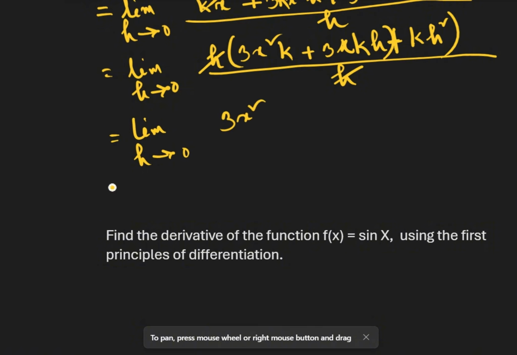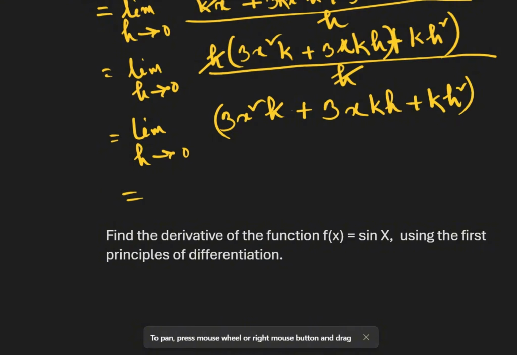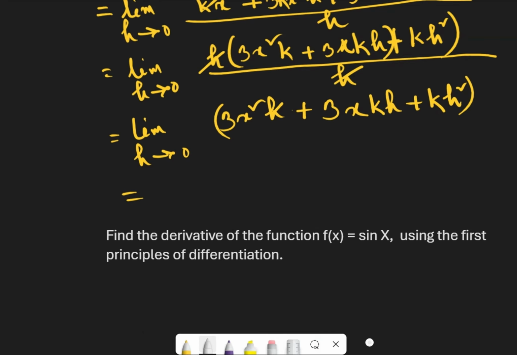3x square k plus 3xk h plus k h square. Now it's time to plug in the value of 0 instead of h. So here it will become 0, and here it will become 0 square. So these two terms will be 0. What is left? The left part is 3x square k, right?